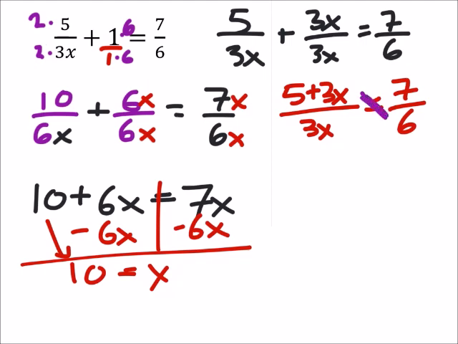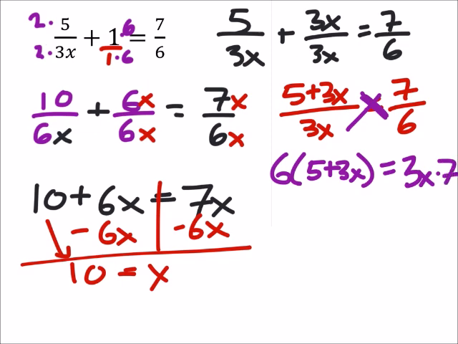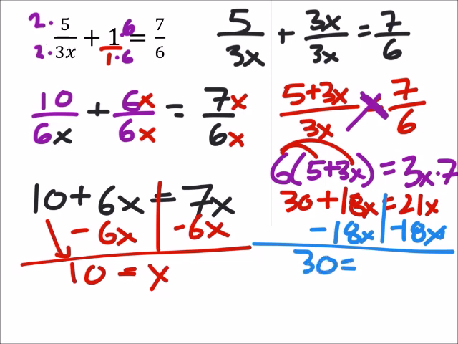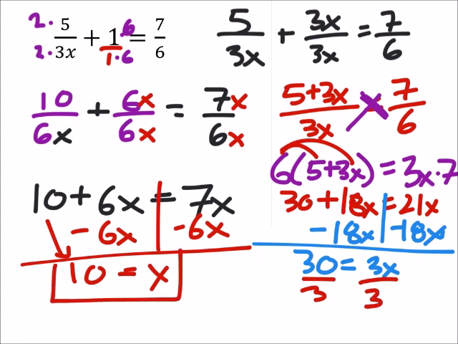So in other words, now we would cross multiply, so I'd have 6 times 5 plus 3x equals 3x times 7. So distributing, the 6 would give 30 plus 18x equals 21x. Now we're good there? Talking about right here, we're going to subtract 18x from both sides. And then we get 30 equals 3x. And then finally, dividing by 3 on both sides gives us x. 10 equals x anyways.